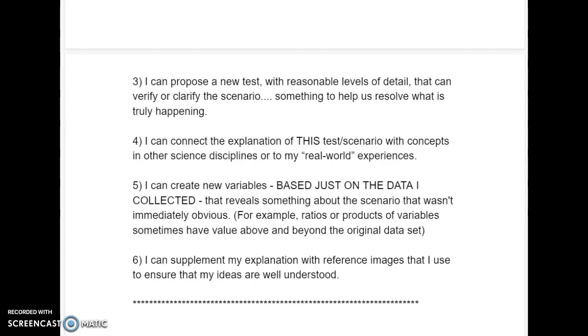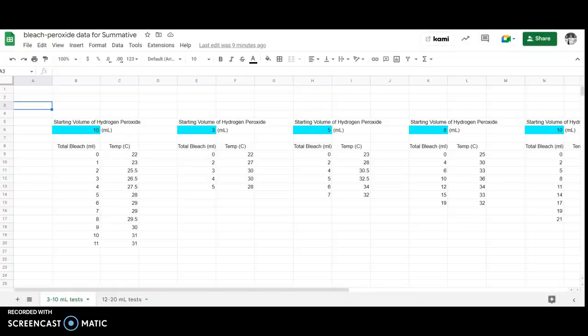I'm going to switch over to the spreadsheet to show you the data. Here we are in the bleach peroxide data for the summative. You should see that in your Google Classroom. Please note at the bottom there are 2 tabs. The tab that I'm in right now has all the tests that I want to provide for you that have the relatively small volumes from 3 to 10 milliliters of hydrogen peroxide, and the data for those tests.